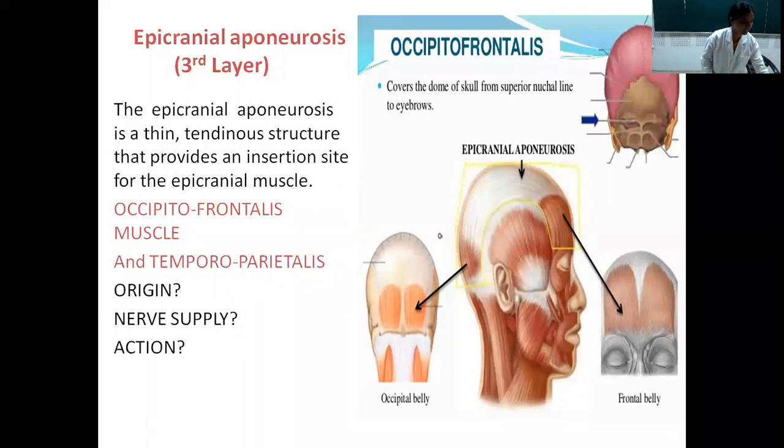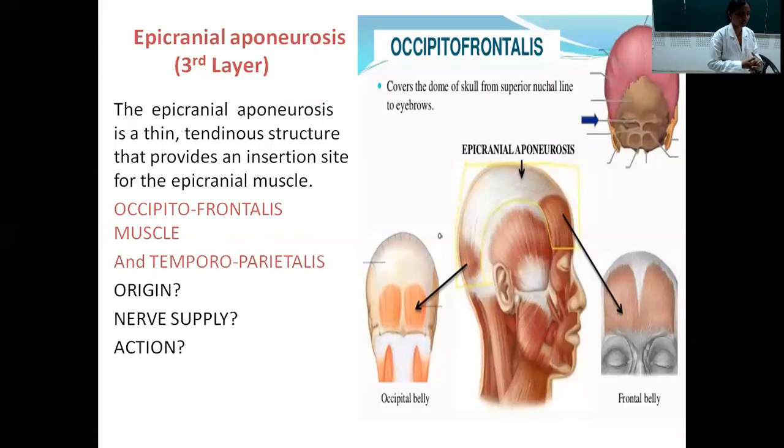In the first diagram you see the occipital belly. The occipital belly takes origin from the superior nuchal lines and is separated by the epicranial aponeurosis. You see two bellies, posteriorly the occipital belly and anteriorly the frontal belly. Both are joined by means of the epicranial aponeurosis.